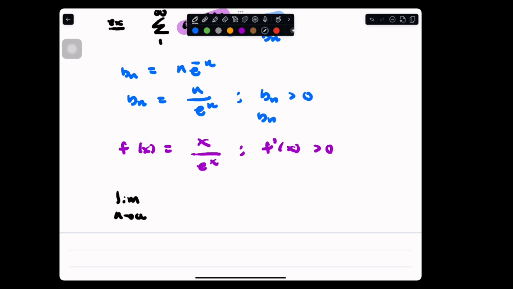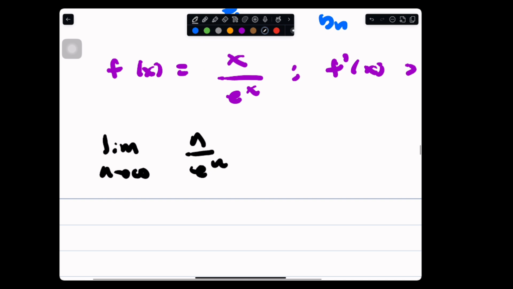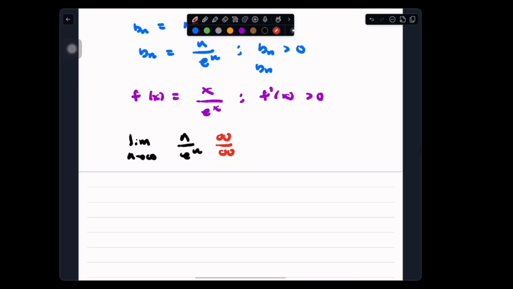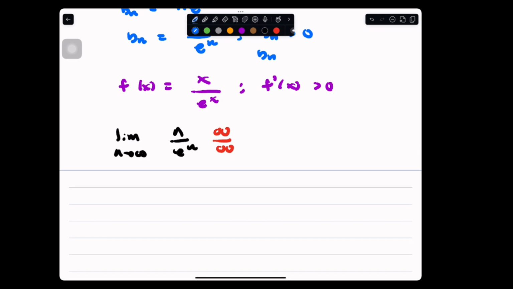As n goes to infinity, n over e to the n. Uh-oh. Infinity over what? Infinity. See my point? Oh, so it's infinity over infinity. I guess I'm going to have to really look at the limit of what? I'm going to have to go to calculus.